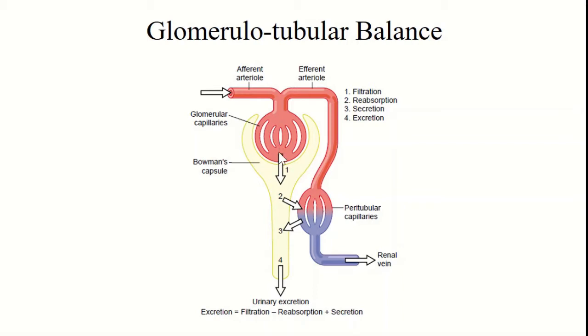In this way, whenever the filtration is going to increase, concentration of plasma proteins increases, leading to increased reabsorption in the peritubular capillaries. So this is termed as glomerulotubular balance, and this helps in preventing excess loss of fluid through the urine.